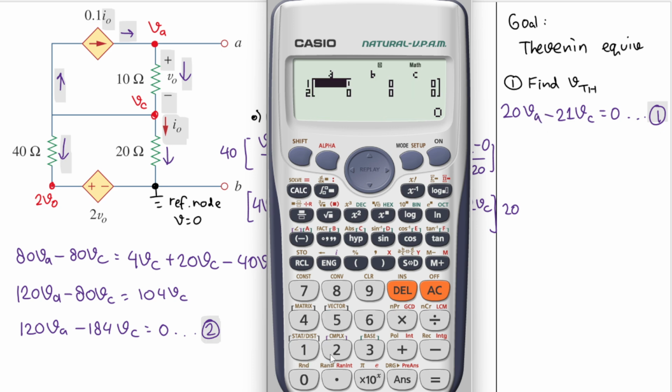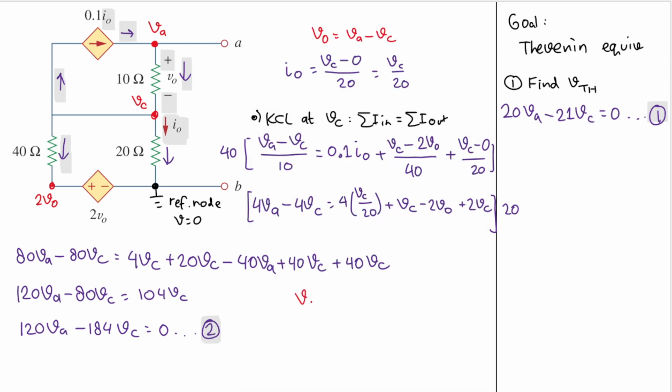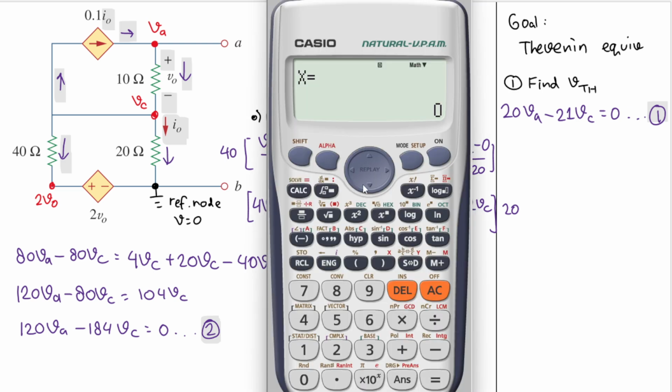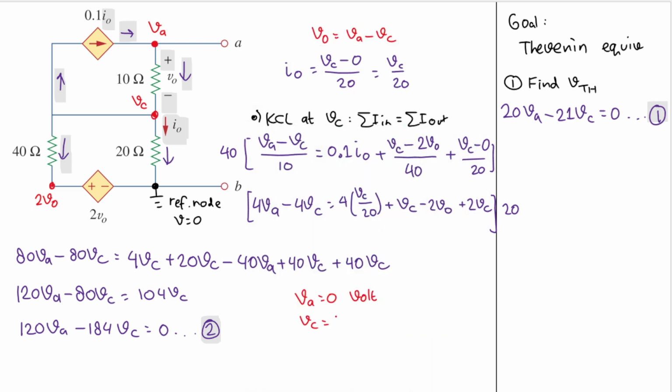And I will have the first equation, 20, minus 21, and then 0. And here I will have 120, minus 184, and finally 0. Okay, my feeling is we get VA and VC equal to 0. Good? Yeah, VA is 0 volt. And what is VC? VC is also 0 volt, I'm sure. Yeah, that is it. So I'll have VA and VC equal to 0 volt.